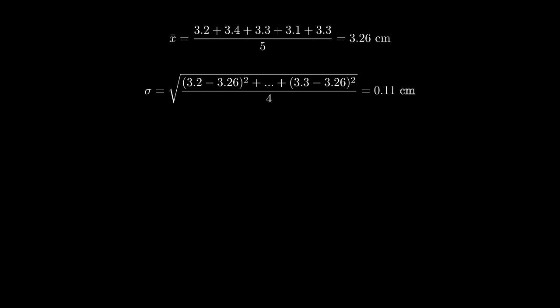Now calculate the standard deviation. The deviation squared and summed, divided by 4, then take the square root. We get 0.11 centimeters. So you report the extension as 3.26 plus or minus 0.11 centimeters. This tells the reader exactly how reproducible your measurement is.